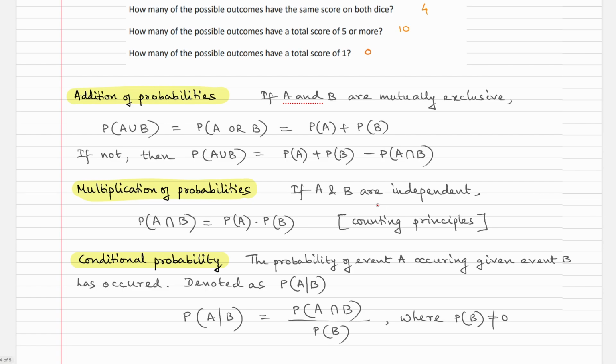Probabilities can be multiplied if A and B are independent. Independent means the occurrence of one event does not impact the occurrence of the other. So P of A intersection B will be P of A times P of B.